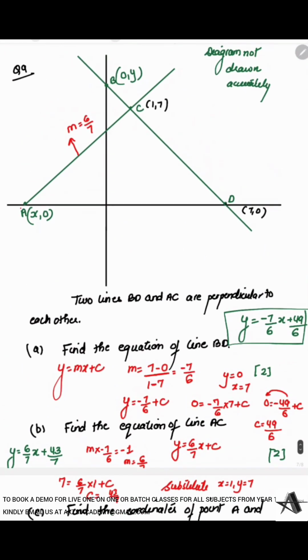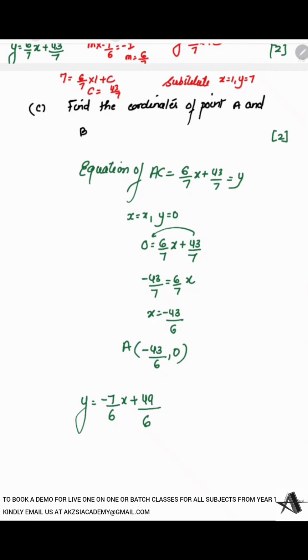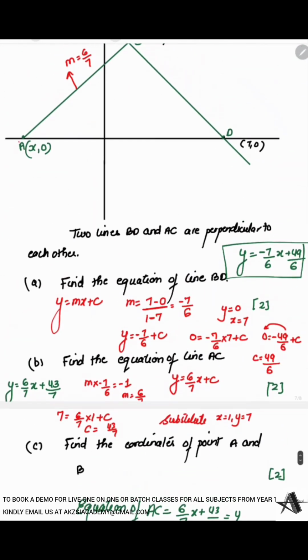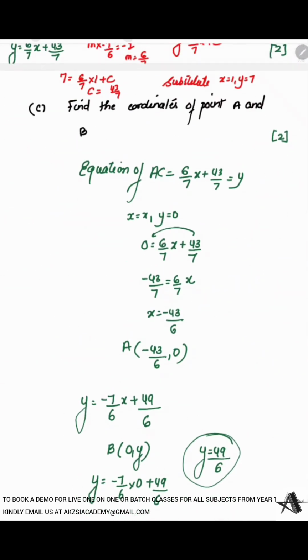So as point B is lying on it, B is (0, y). So substitute x as 0 and y as y. y equals negative 7 over 6 into 0 plus 49 over 6. From here, y equals 49 over 6. So what's the coordinate of B we have finally calculated? Coordinate of B is (0, 49 over 6).